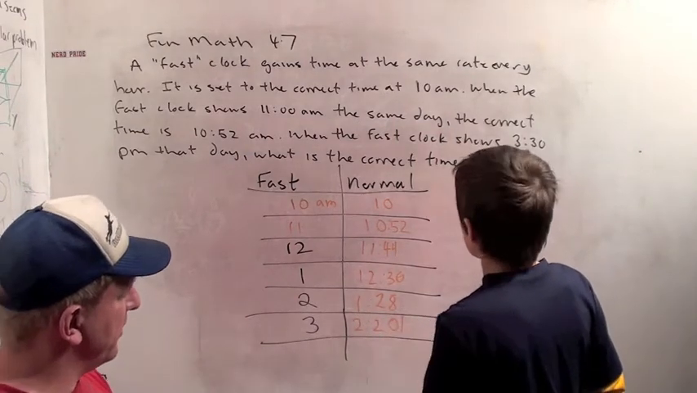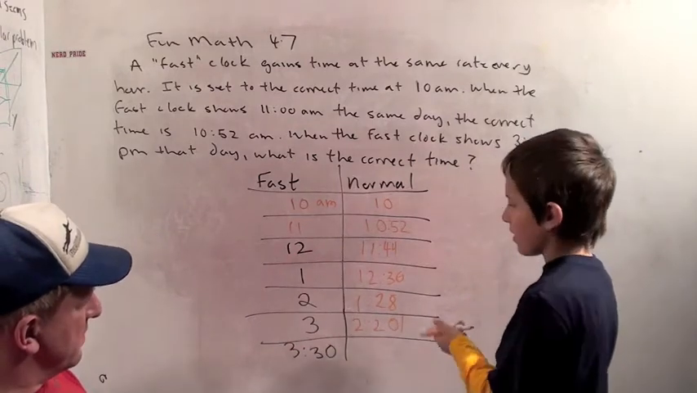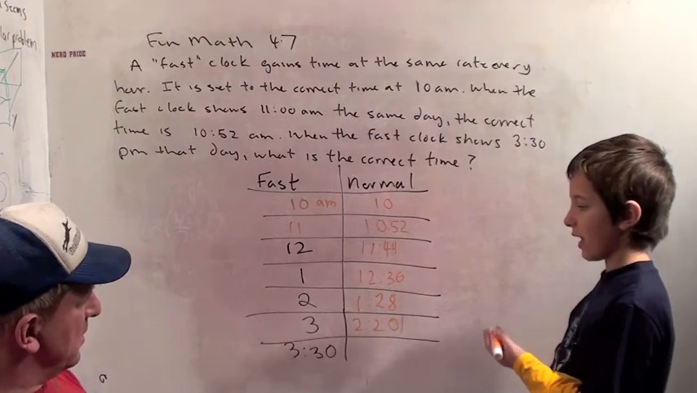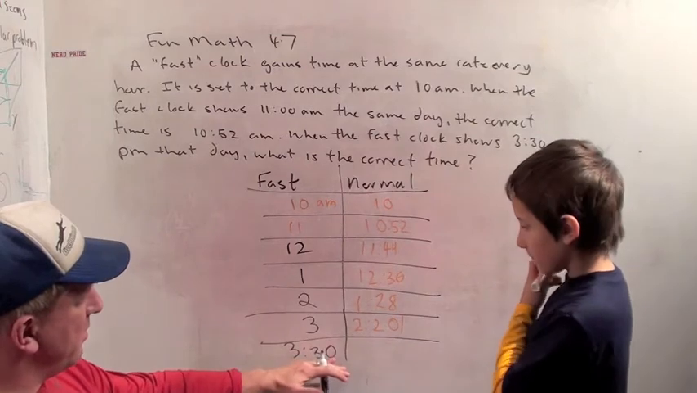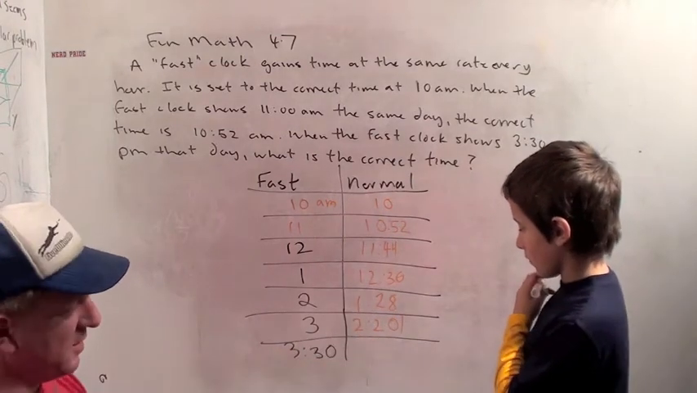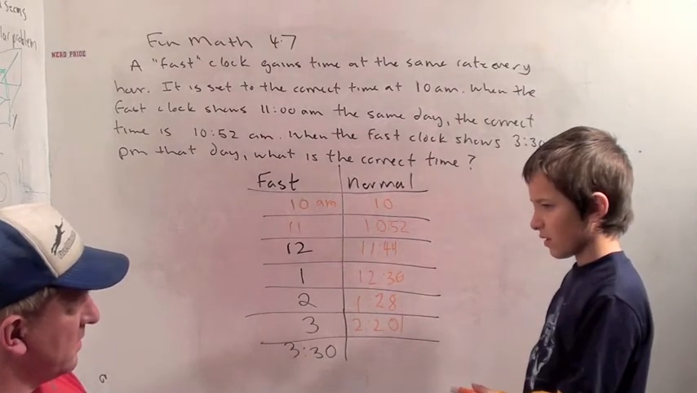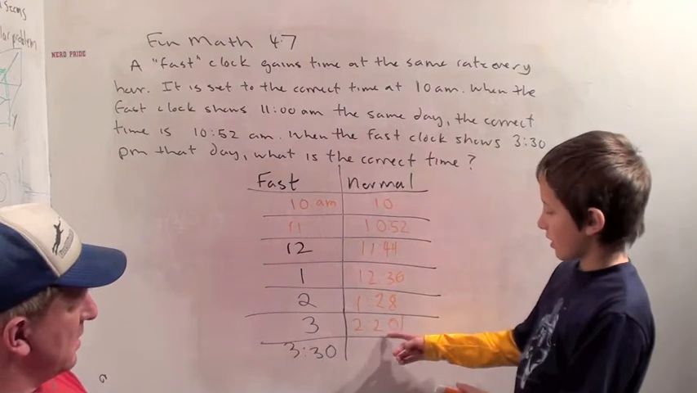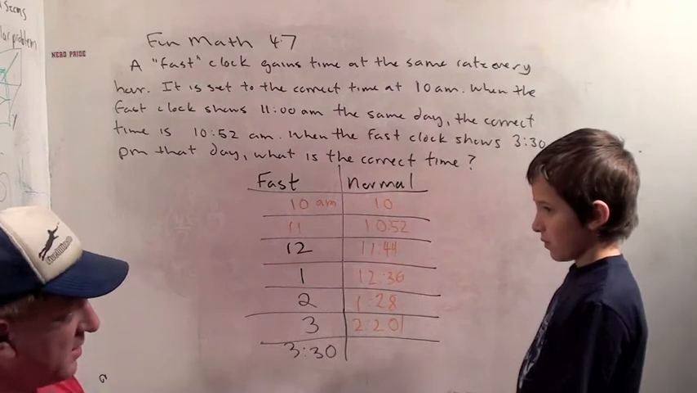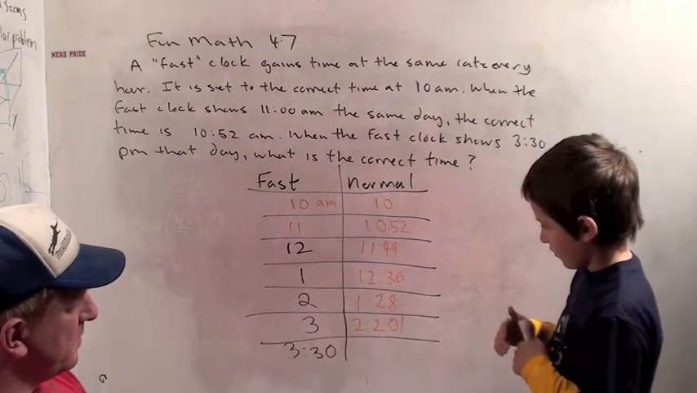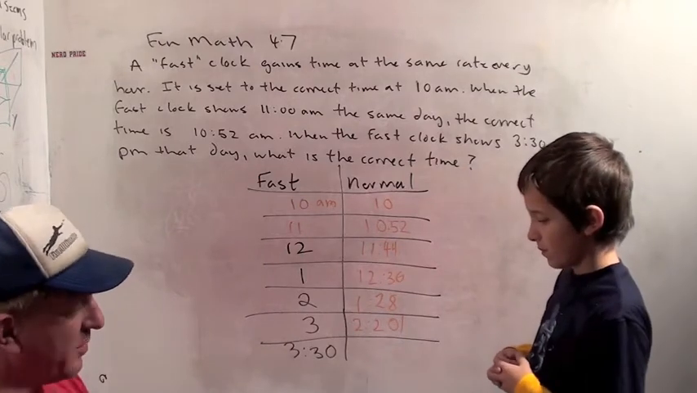But they didn't ask for 3 o'clock. They asked for 3:30. Well, it's half an hour, so it's going to gain 4 minutes. So in half an hour, this is 4 minutes faster. So how many minutes do you have to add to 2:20? At 3 o'clock it's 2:20. When this clock shows 3:30, we've got to figure out how much we need to add to 2:20. This is one of the tricky parts of this problem.